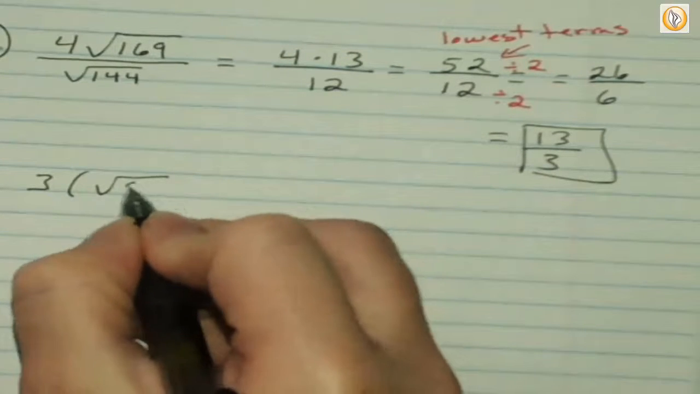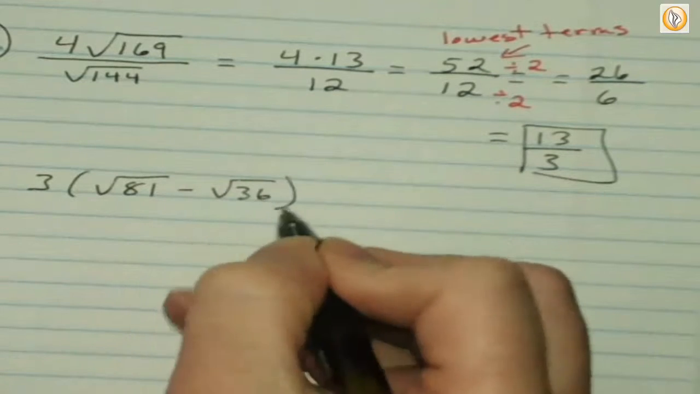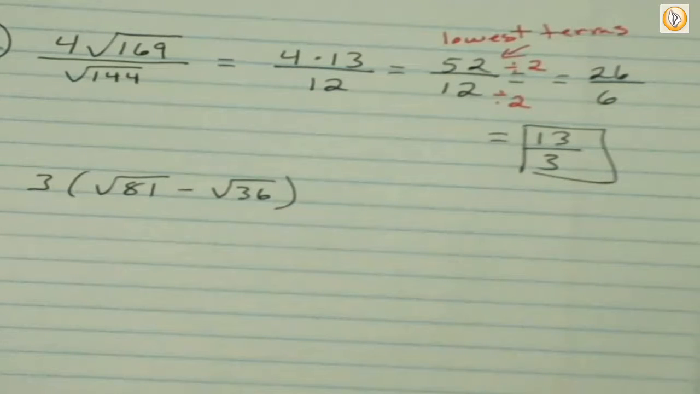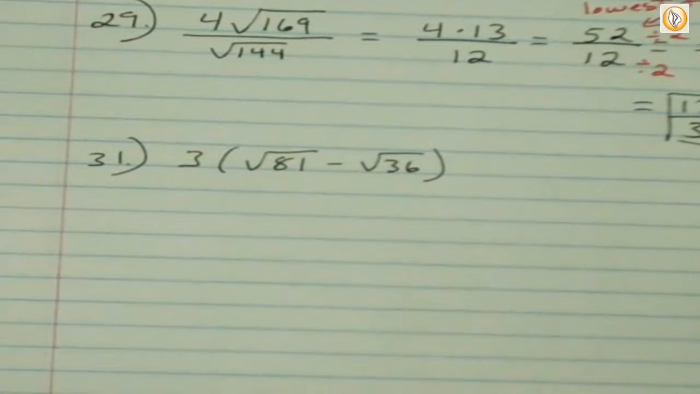3 times the square root of 81 minus the square root of 36.